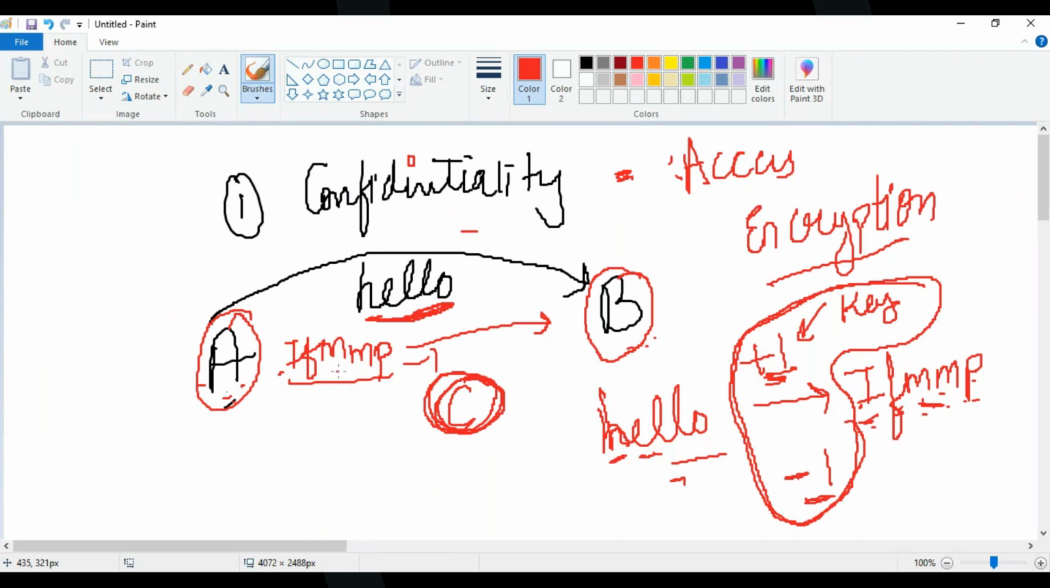So now when this will reach B, we can decrypt it. So this is how C will not be able to get whatever they are communicating. So C will not be able to get that, right? So this is your confidentiality.